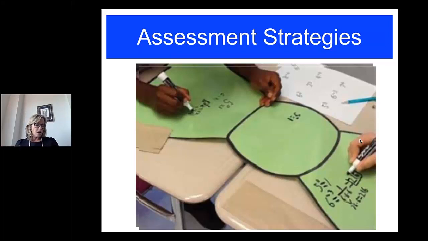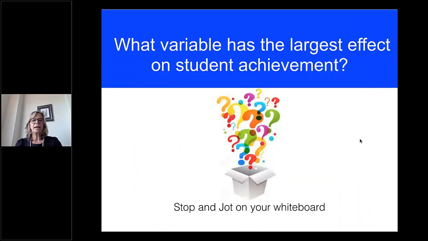So I want to wrap up by asking you to join in the chat for a moment. I want you to think about, and you don't have a whiteboard, so you can stop and jot in the chat box, what variable has the largest effect on student achievement? What do you believe is the variable that has the largest effect on student achievement? I'll give you a second to respond. Anyone have any guesses for what that variable might be?